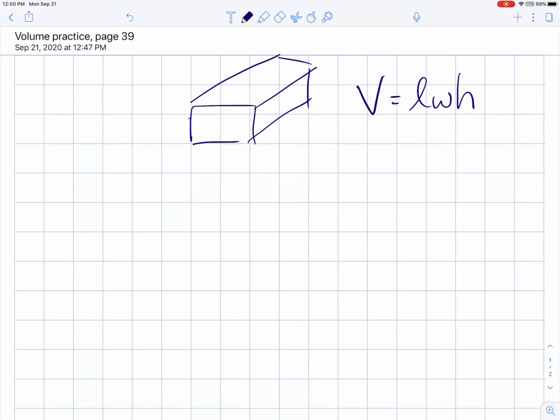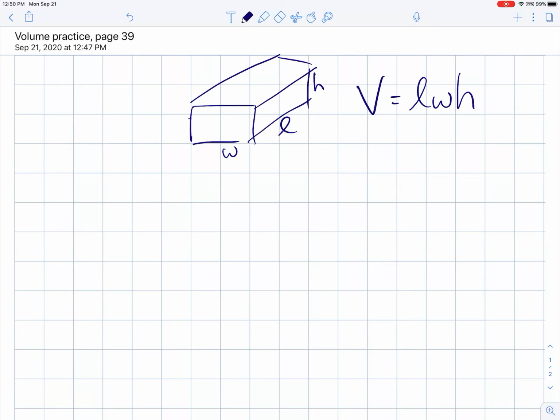If you have a rectangular solid, something that basically looks like a box of some type, a rectangular based solid, then its volume is the length times the width times the height, right? That's a formula that everybody should understand. The length, the width, and the height of that solid.